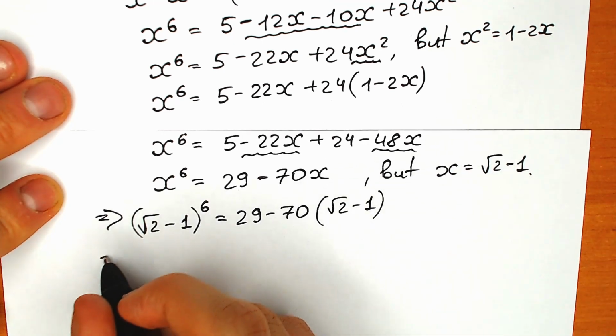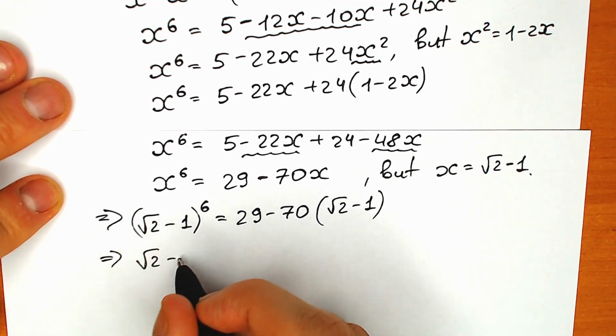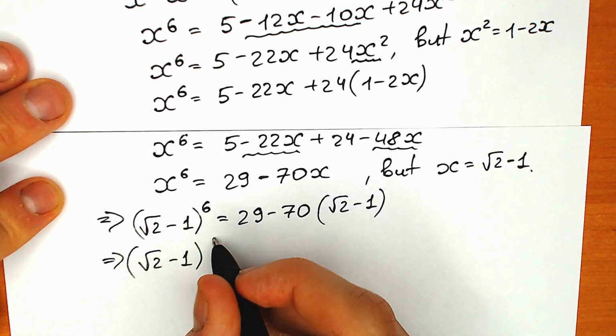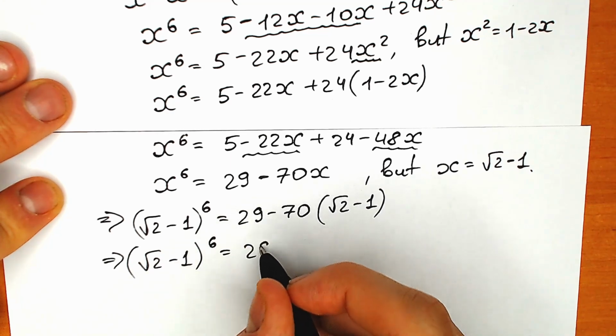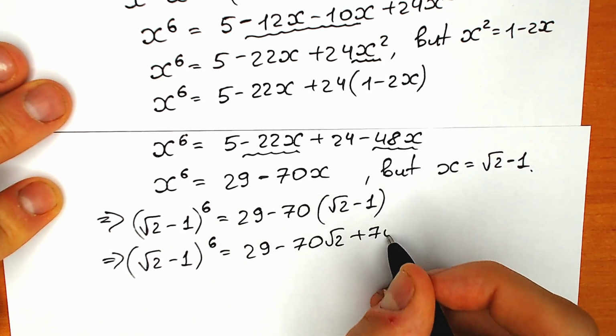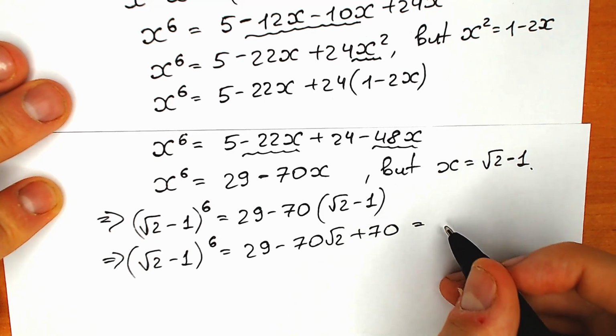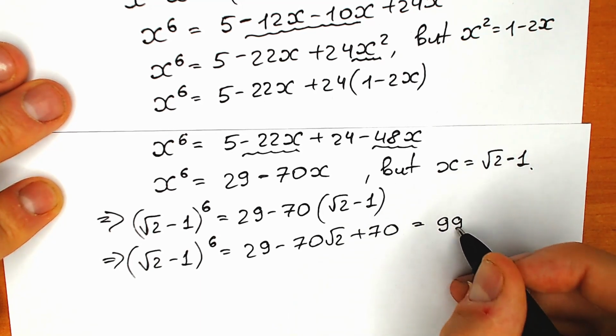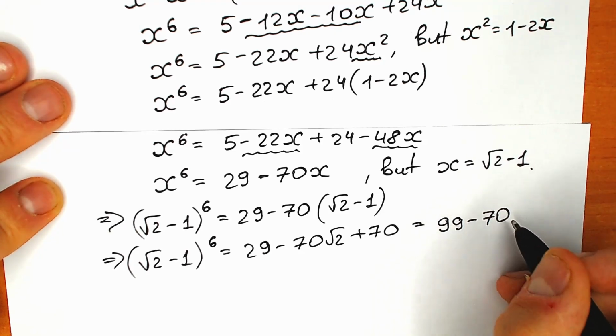Let's simplify this a little bit. So as a result, we have (√2 − 1) raised to the power 6 equal to 29 − 70√2 + 70. So from here, our answer is 99 − 70√2.